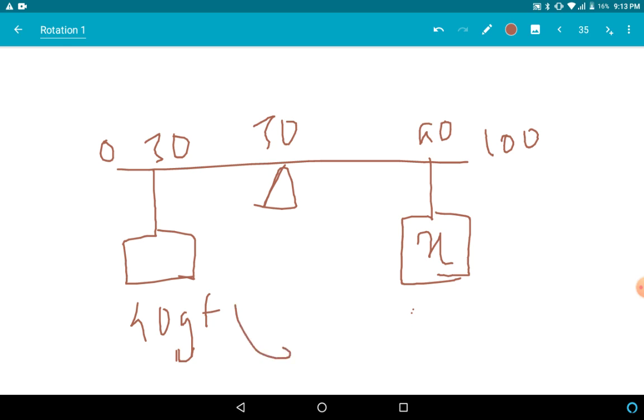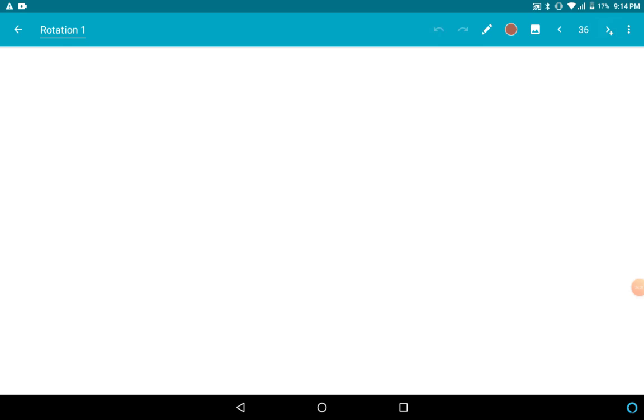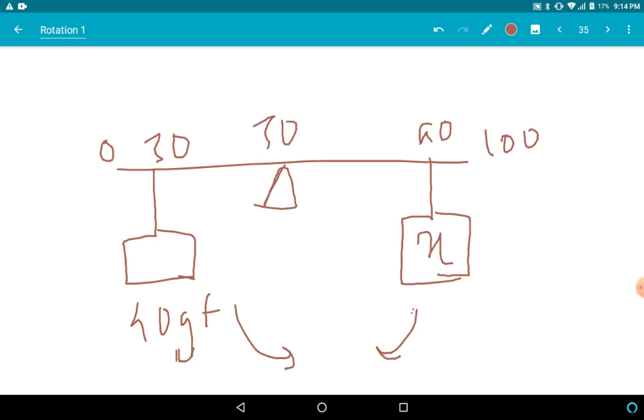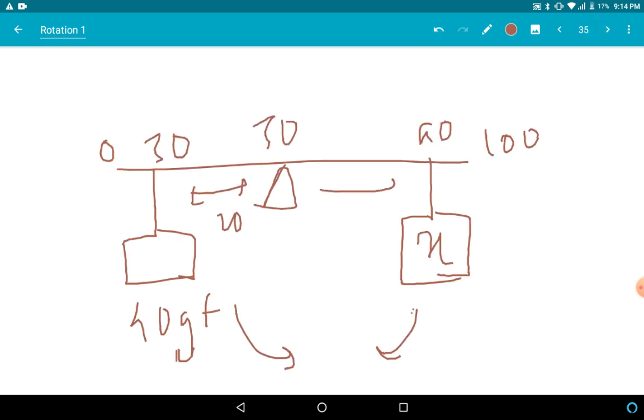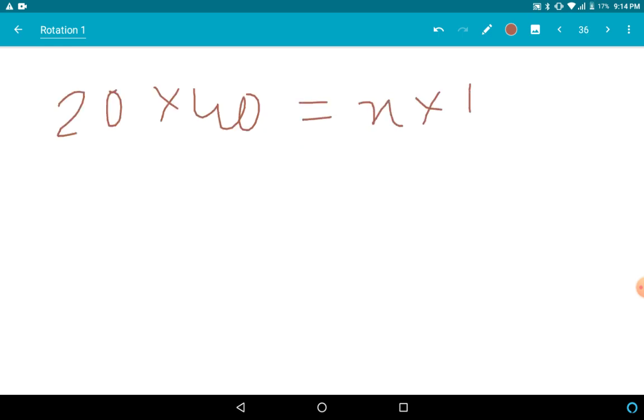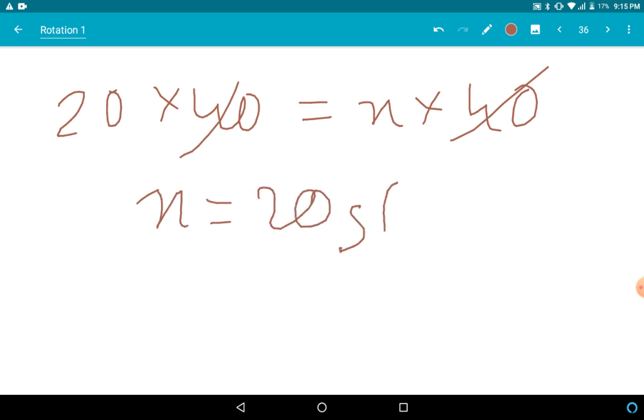If this is a clockwise moment, this has an anti-clockwise moment. Understand? So now we will use the anti-clockwise moment. What is the anti-clockwise moment? The distance is 20, so 20 into 40. And what is the clockwise moment? This is a distance of 40, and this X we don't know, so X into 40. So this got cut. X equal to 20 GF, or the mass is actually nothing but 20 gram.